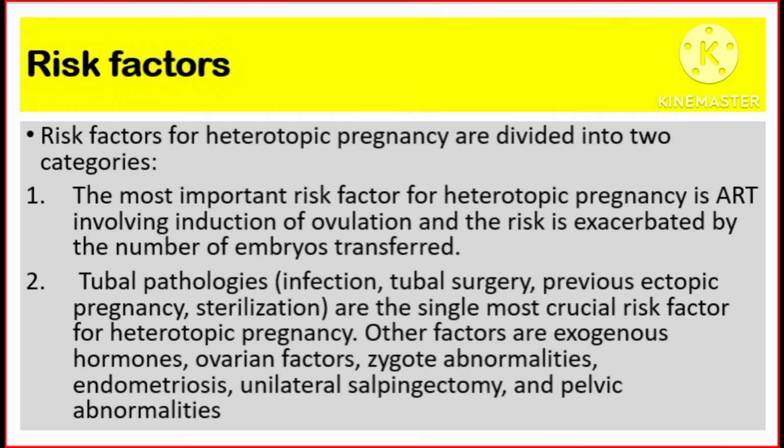Number one, the most important risk factor for heterotopic pregnancy is assisted reproductive techniques involving induction of ovulation, and the risk is exacerbated by the number of embryos transferred. Number two, tubal pathologies: infection, tubal surgery, previous ectopic pregnancy, and sterilization are the single most crucial risk factors for heterotopic pregnancy. Other factors are exogenous hormones, ovarian factors, zygote abnormalities, endometriosis, unilateral salpingectomy, and pelvic abnormalities.